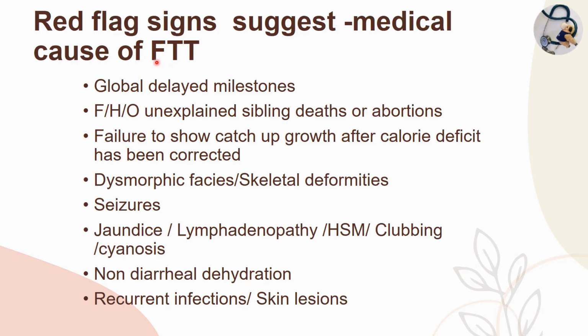Now let's see the red flag signs, which suggest the child is having a medical cause leading to failing to thrive. Those signs are global delayed milestones, family history of unexplained sibling death or abortions, failure to show catch-up growth after calorie deficit has been corrected, dysmorphic or syndromic faces and skeletal deformities, recurrent seizures, jaundice, lymphadenopathy, hepatosplenomegaly, clubbing or cyanosis, non-diarrheal dehydration, recurrent infection or skin lesions. All these signs will tell you this child has some medical illness or medical problem.